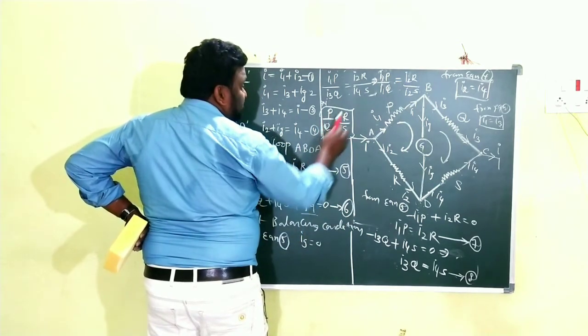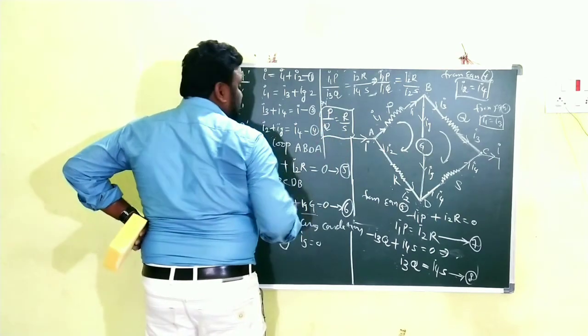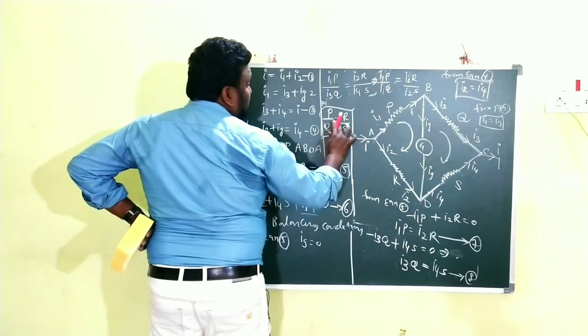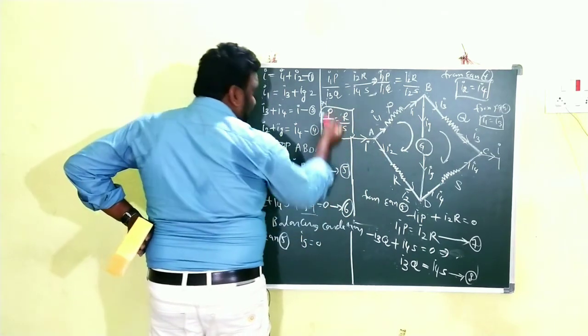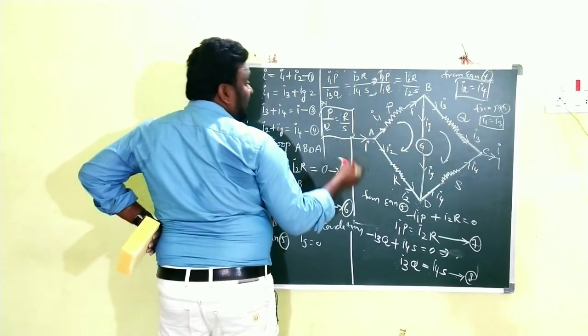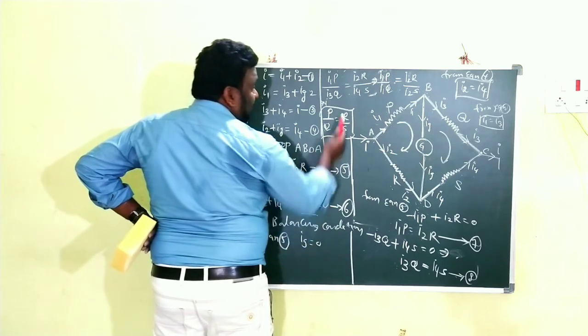P by Q is equal to R by S. This is known as the Wheatstone bridge formula. In this formula, if we know two of the resistor values, we will automatically find out the remaining two. We will compare the remaining two.